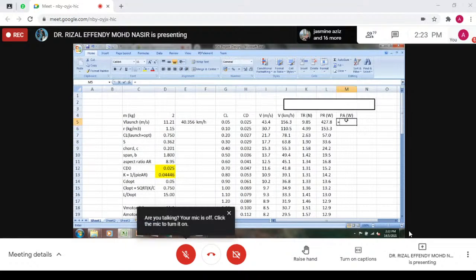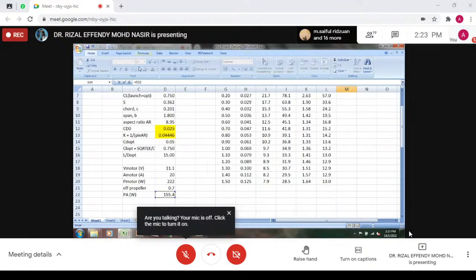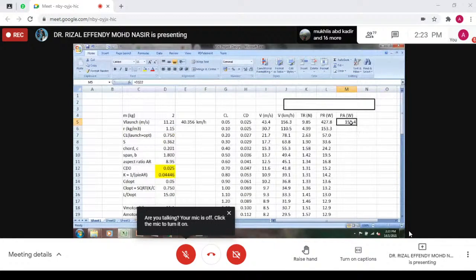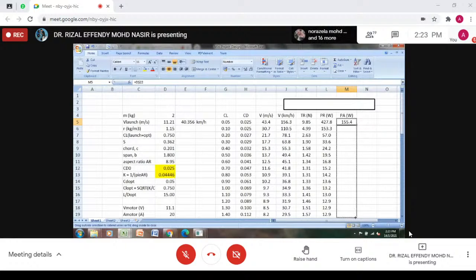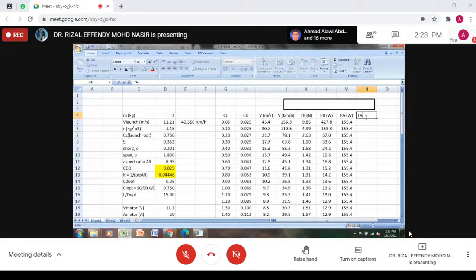So you're gonna take this. That's what is available to you. 155 watt of power. So it's constant. There you go. Okay. Kalau you nak cari thrust available dalam Newton, which is the power available sebab dia constant, you divide by airspeed. Simple. The thrust available. Okay. In Newton.